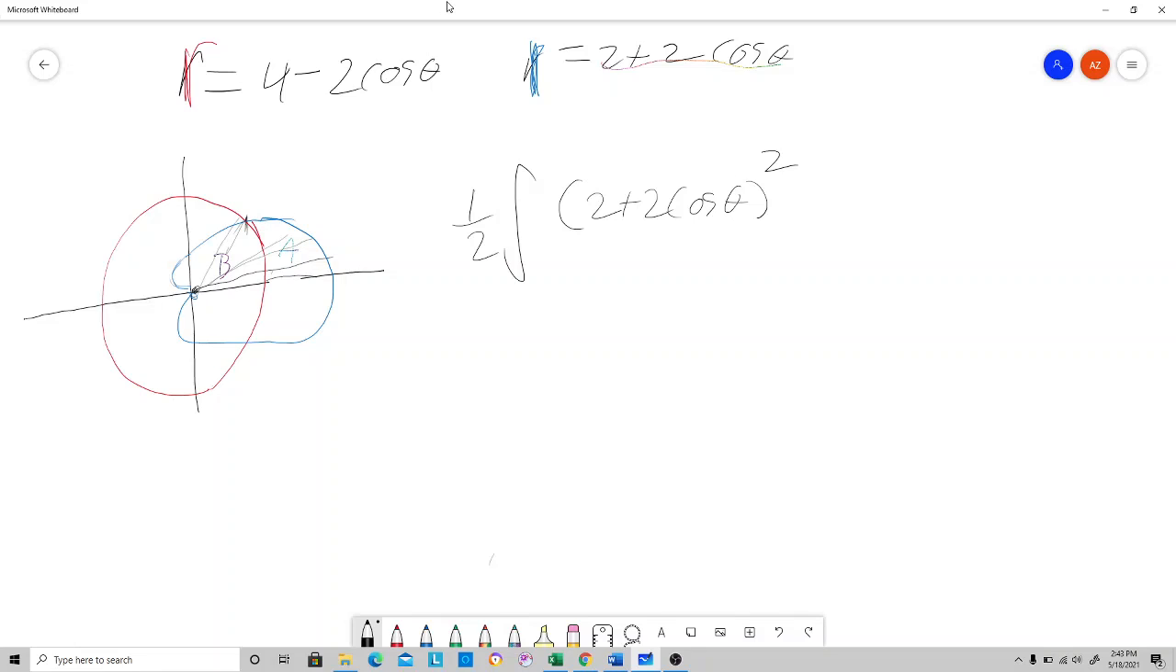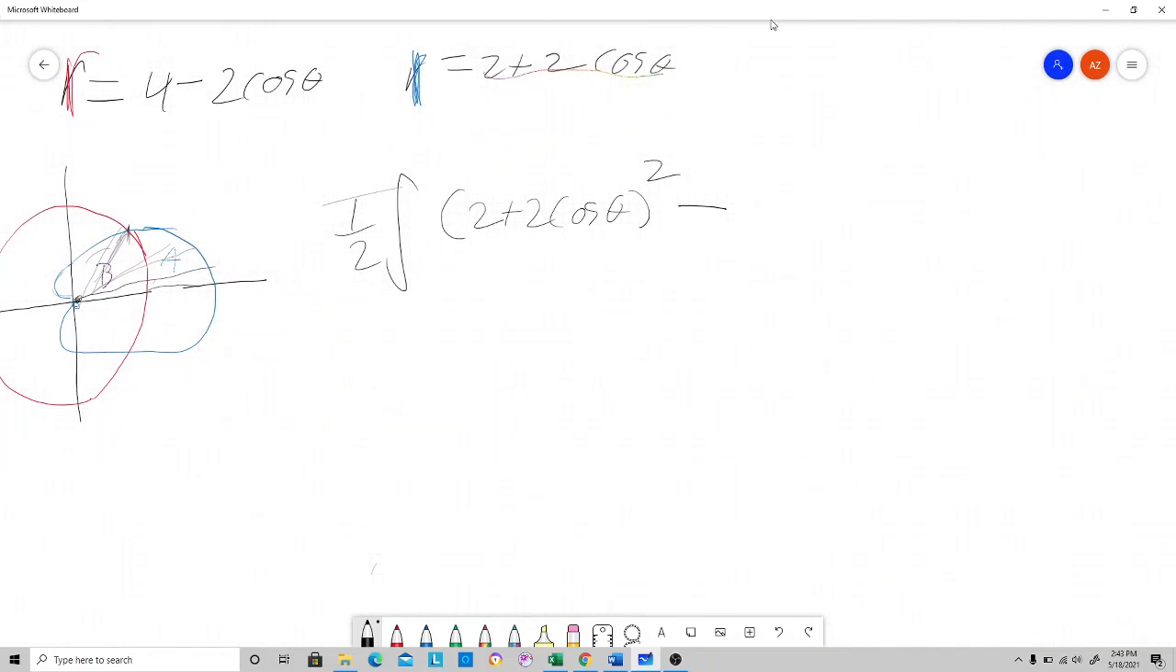But you see, there's also a thing right here up to this point, and for this point we're gonna need to set them equal to each other. But before that, you see that we don't want the area of B, we want the area of A. So we're gonna need to subtract the other function between those regions. So it's gonna be (4 minus 2 cosine theta) squared.